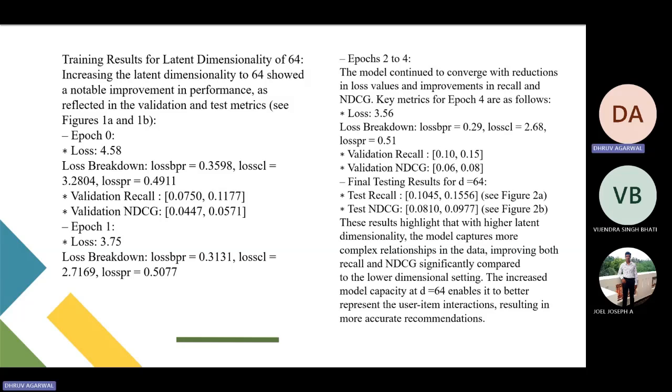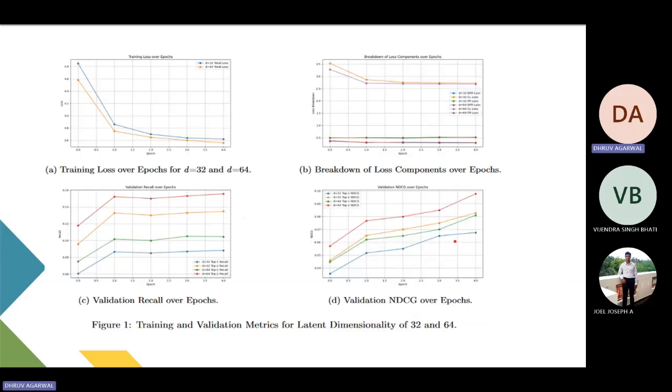The final testing results are 0.1045 and 0.1556 for recall 20 and 40, and 0.08 and 0.09 for NDCG 20 and 40 respectively. As we can see in the graph, D equal to 32 is this blue line, and D equal to 64 is this orange line. As we move over epoch 0 to 4, the loss is decreasing gradually.